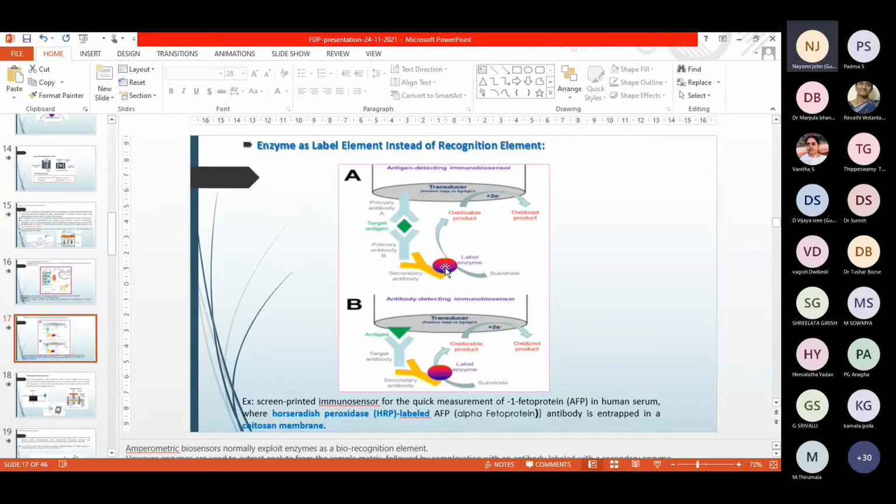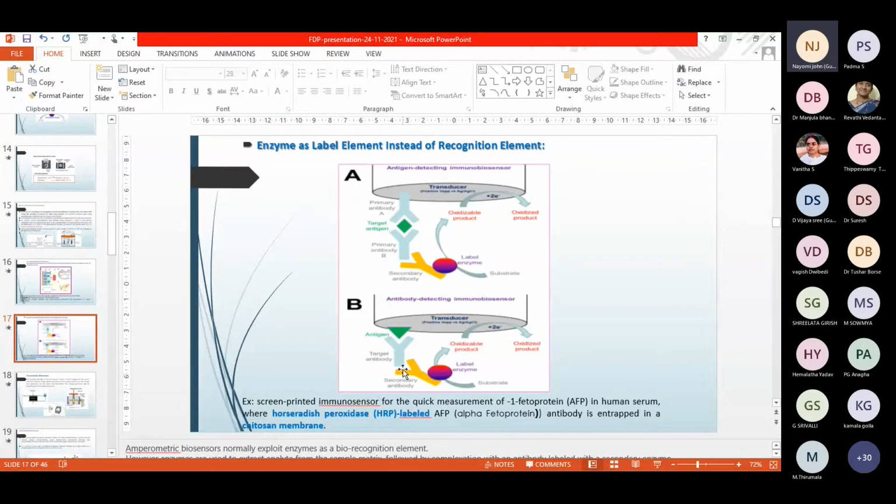So usually the HRP, horseradish peroxidase enzymes will be used, and by incubating this enzyme with the respective substrate, which will produce the product, the product is in the reduced state. So it has a capacity to oxidize. So during the oxidation, it will lose 2 electrons. Those 2 electrons will be captured by the transducer, and again there is a change in the current that will be measured. So this is another way. Here the enzyme is not directly bound or immobilized. Instead, it is used as a label element.